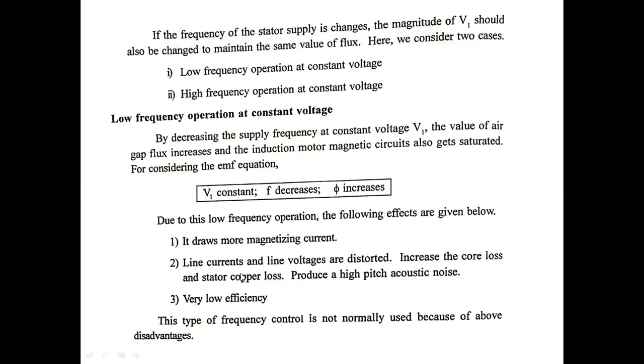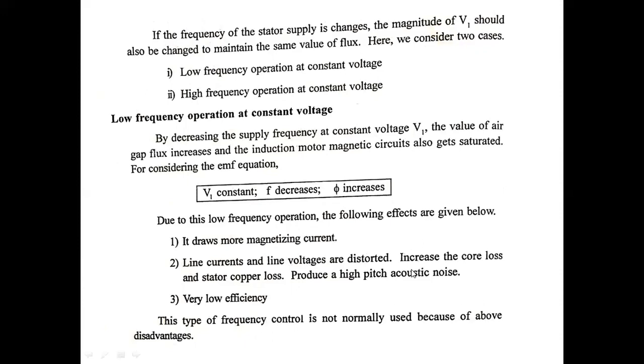The first thing that will happen is that it will cause more magnetizing current. Magnetizing current is the field current of the induction motor. You already know that the field current or magnetizing current is proportional to the flux. Once the flux is increased, the magnetizing current drawn by the induction motor is also increased. This draws more supply current from the input, so the line input current also increases. The line current and line voltage also become distorted, and you can observe distorted waveforms in the line current and voltage.